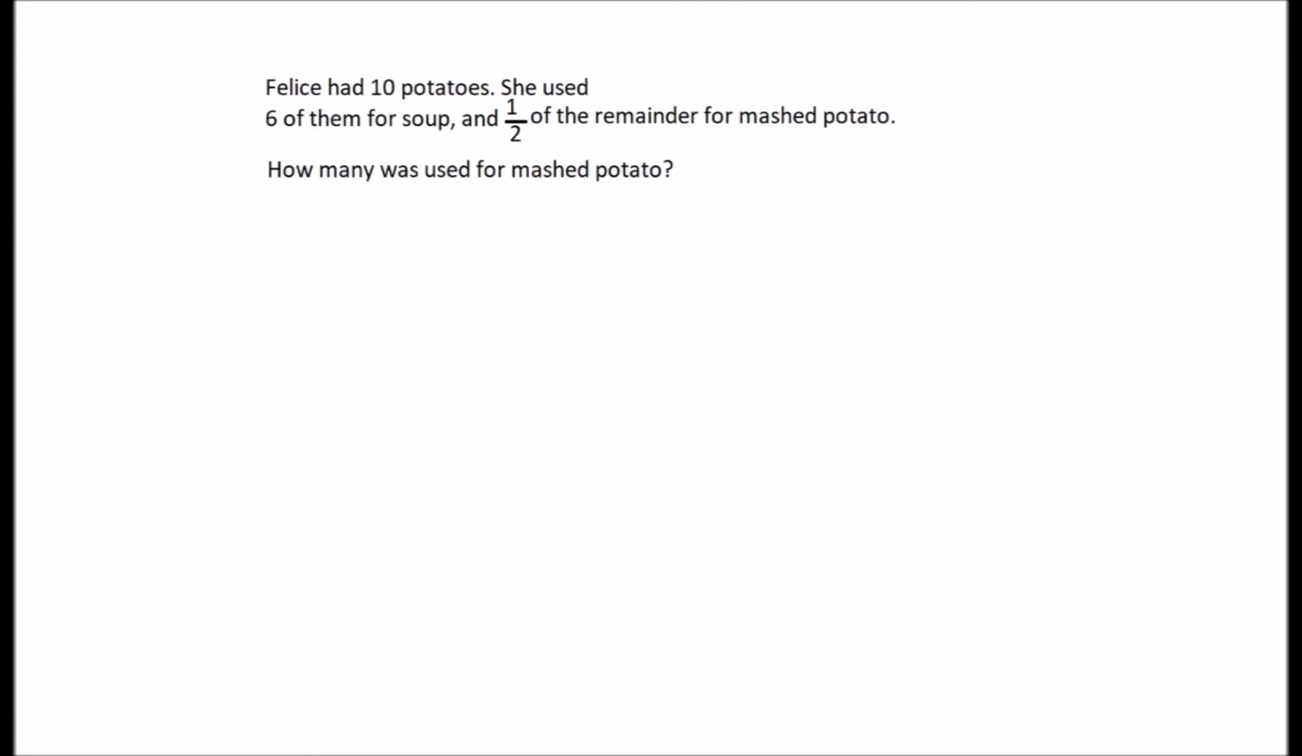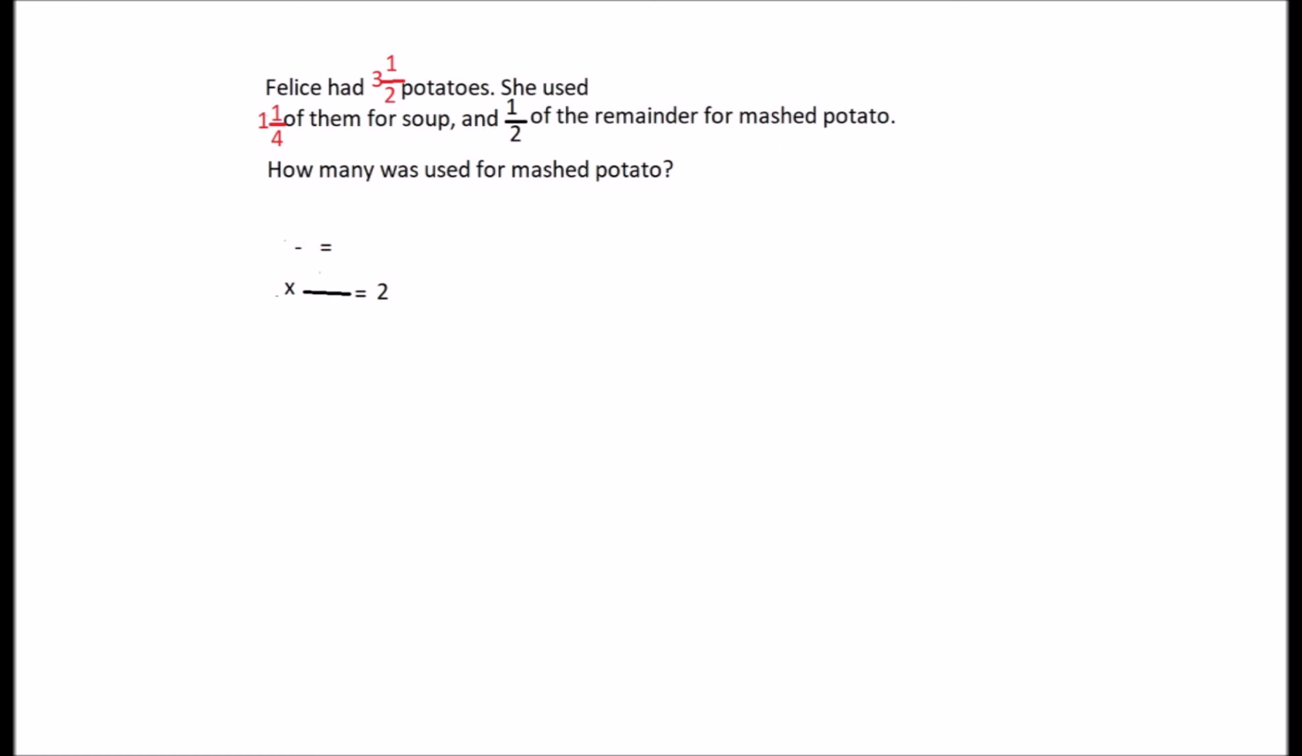The last question. Felice had 10 potatoes. She used 6 of them for soup and half of the remainder for mashed potato. Now we're looking at the word remainder here. So before we know how much is half of the remainder, we need to know the remainder first. The remainder will be 10 minus 6 equals 4. Half of the remainder, remember, means half of 4. Half of 4 is 4 times half, and 4 times half is 2.